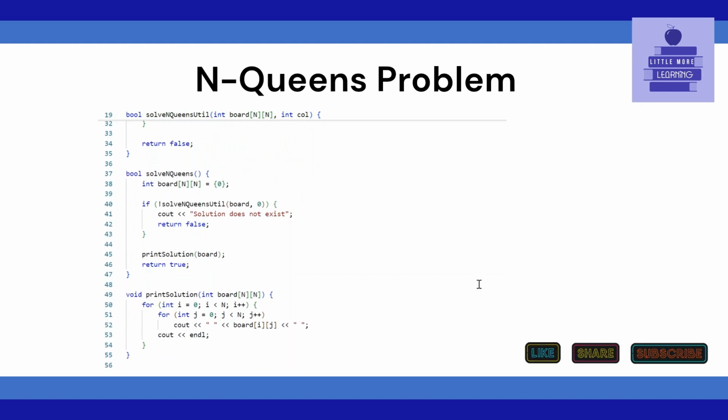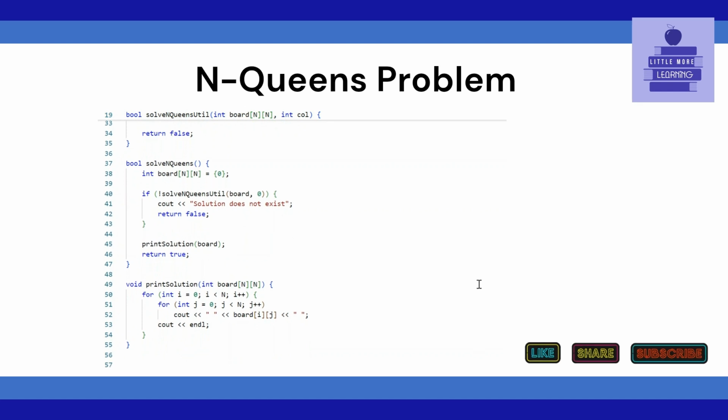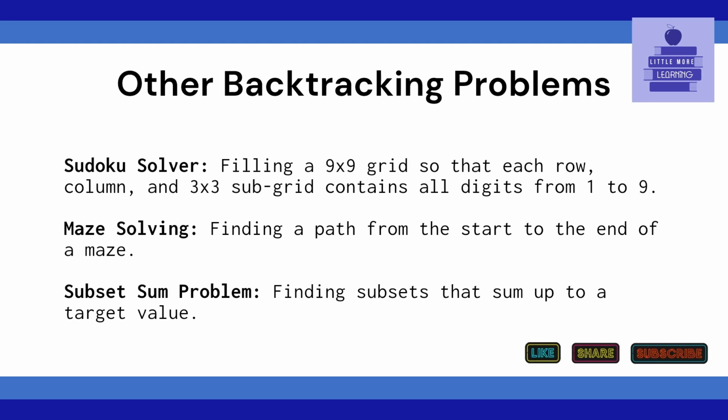Backtracking is done when a position leads to a dead end. The algorithm removes the queen, backtracks, and tries the next possible position. Backtracking isn't just for the n-queens problem. It's a versatile technique used in various problems like Sudoku solver, maze solving, subset sum problem.